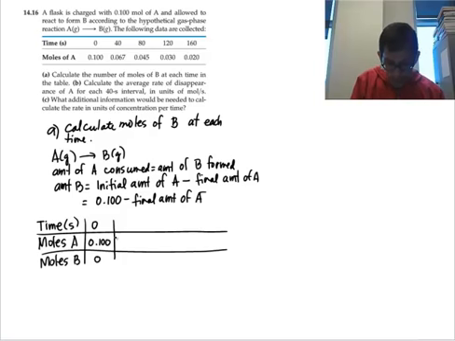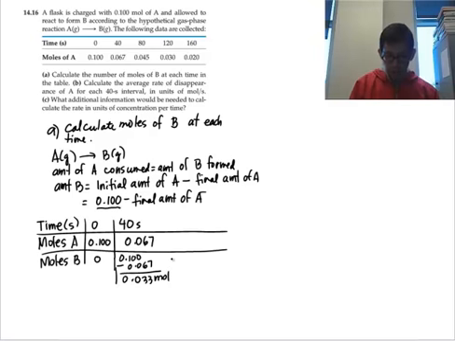Next, at time 40 seconds, the moles of A is given as 0.067. It follows that the moles of B is the initial amount of A, 0.100, minus the final amount of A, 0.067, that gives you 0.033 moles of B.